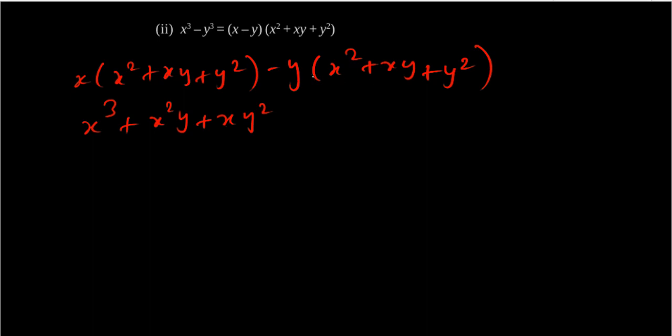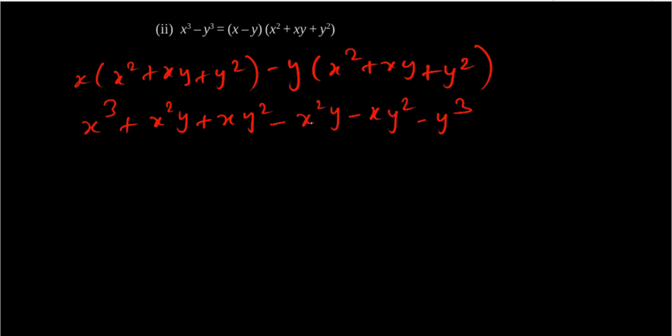And in the second bracket, we are multiplying this minus y. So we need to multiply minus y here. So minus y into x square becomes minus x square y, always we will try to write the x term first. Next term, minus into plus is minus, x into y, so we will get minus xy square. The last term, minus into plus y square becomes minus y cube.